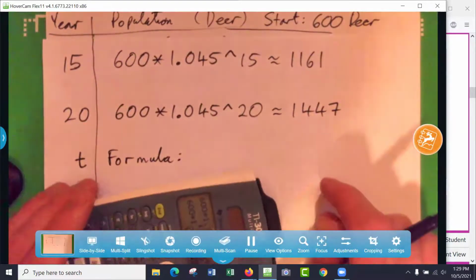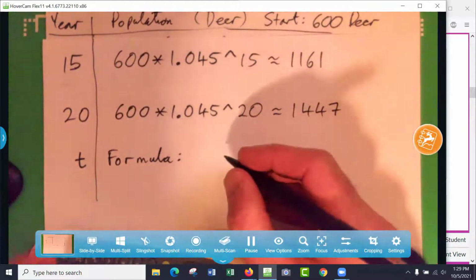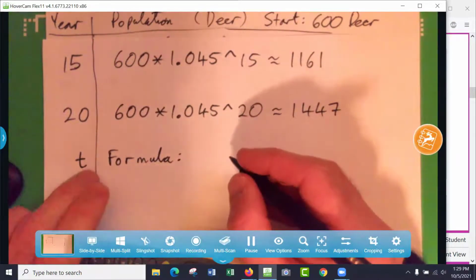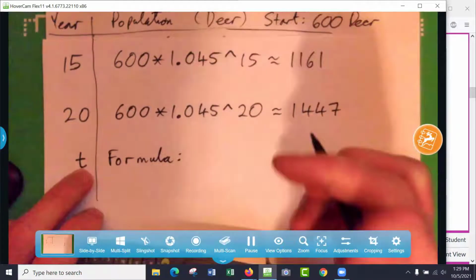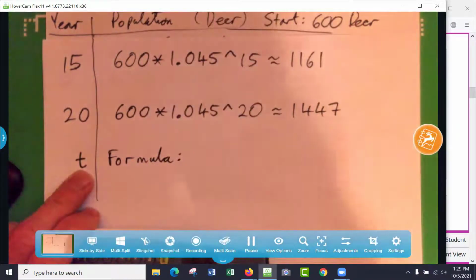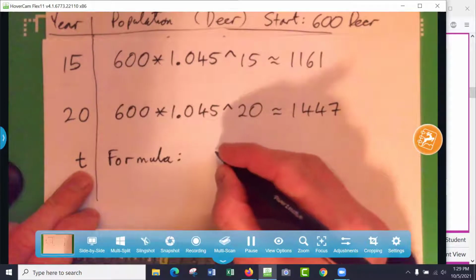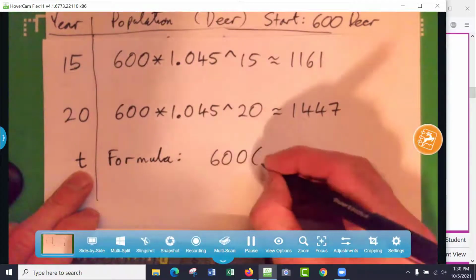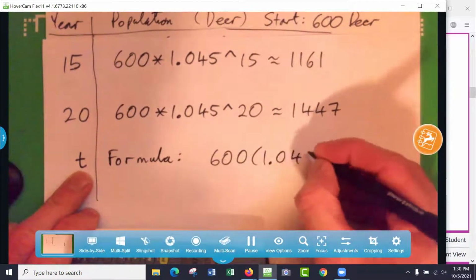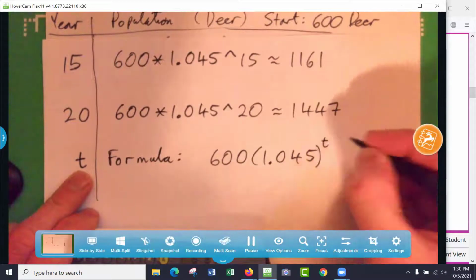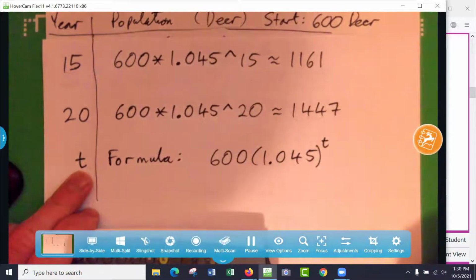So what formula have we got here? In other words, if it was T years, what would you do? We would do the same numbers, wouldn't we? The same formula, yeah, but the power would just be T. That's it. Done. And that's all I'm asking.